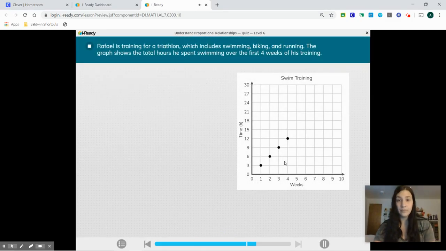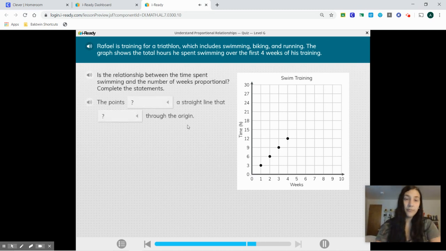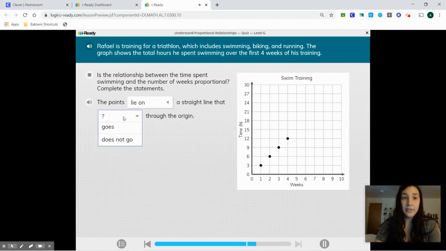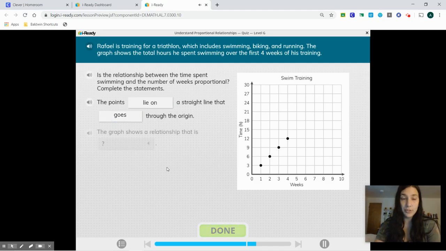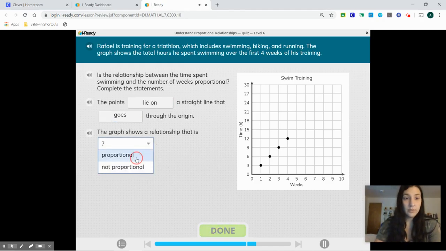Raphael is training for a triathlon, which includes swimming, biking, and running. The line graph shows the total hours he spent swimming over the first 4 weeks of his training. Is the relationship between the time spent swimming and the number of weeks proportional? Complete the statement. So the points lie on a straight line that goes through the origin. So yes, it is proportional. Click proportional.